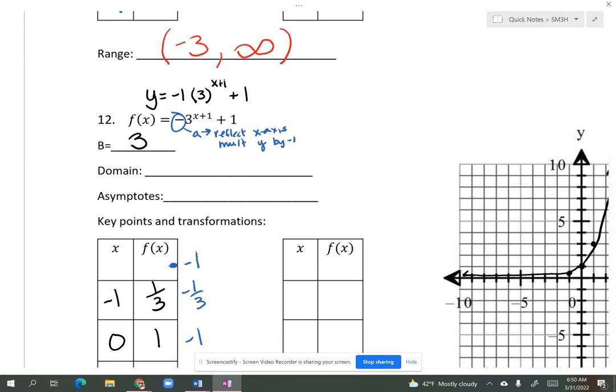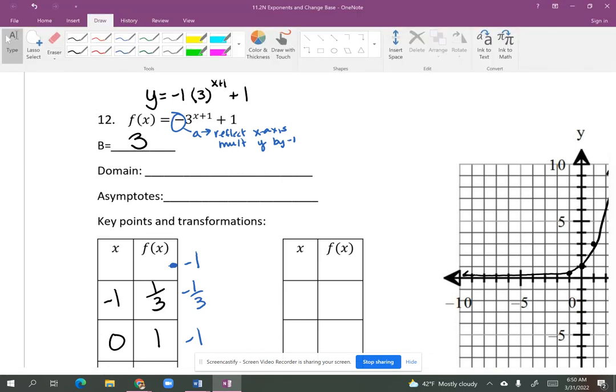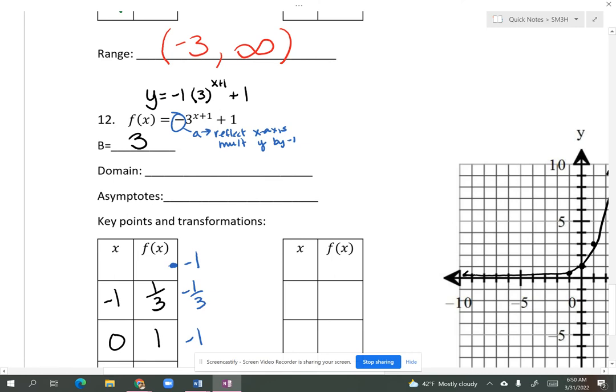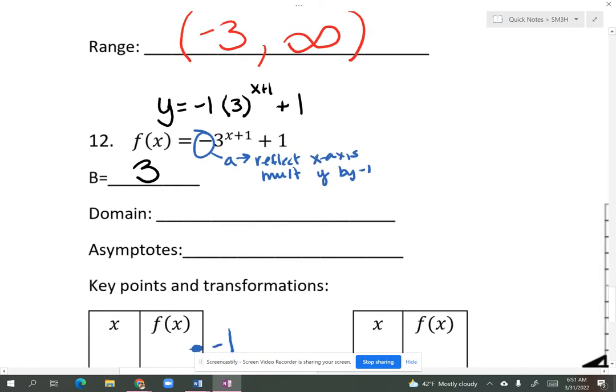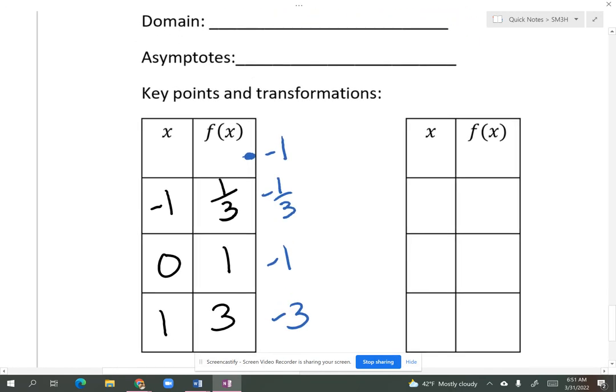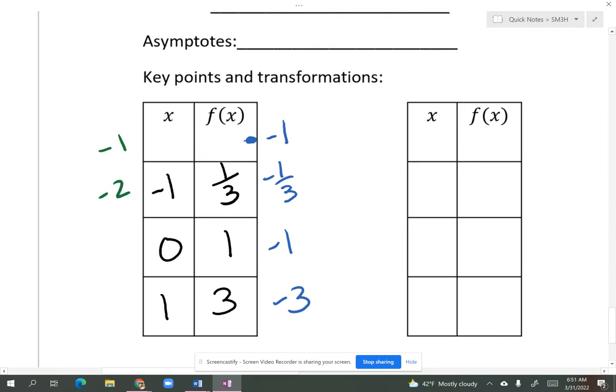First transformation. That's the first of the 3 extra things that we have, okay? The next one is this +1, and that is our C value, which is going to move it left or right. And because it is a +1, it's actually going to move it to the left one. And so I'm going to subtract 1 from my x's. Okay, so I go here and I go -1. So I get -2, -1, and 0.